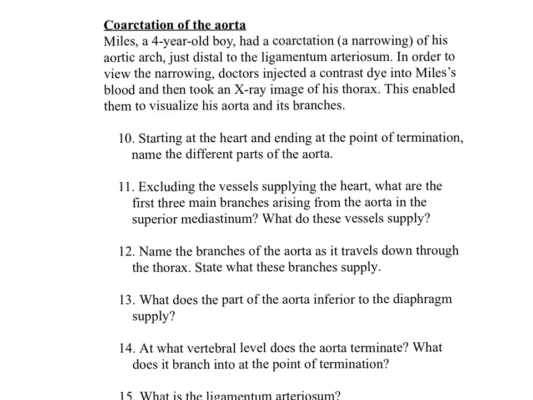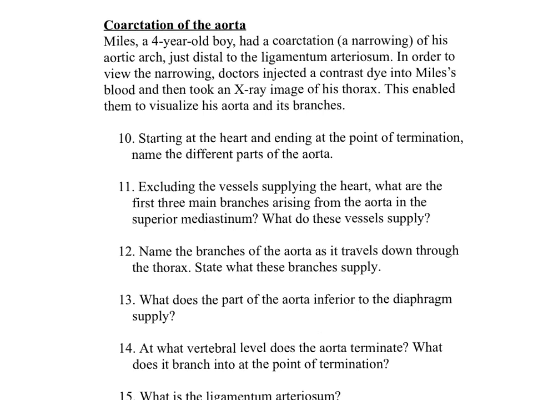The second case study is about the coarctation of the aorta. Miles, a 4-year-old boy, has a coarctation, which is a narrowing of his aortic arch, just distal to the ligamentum arteriosum. In order to view the narrowing, doctors injected a contrast dye into Miles' blood and then took an X-ray image of his thorax. This enabled them to visualize his aorta and its branches.